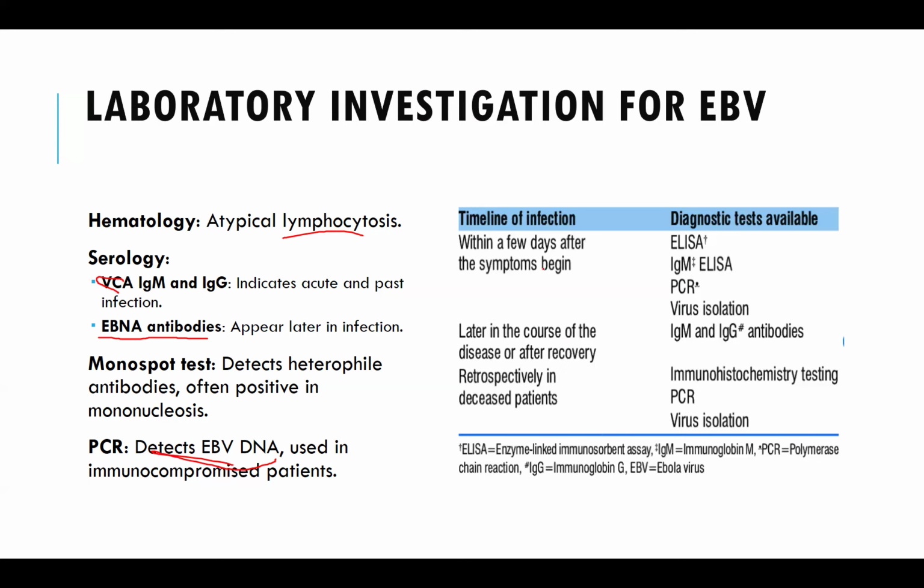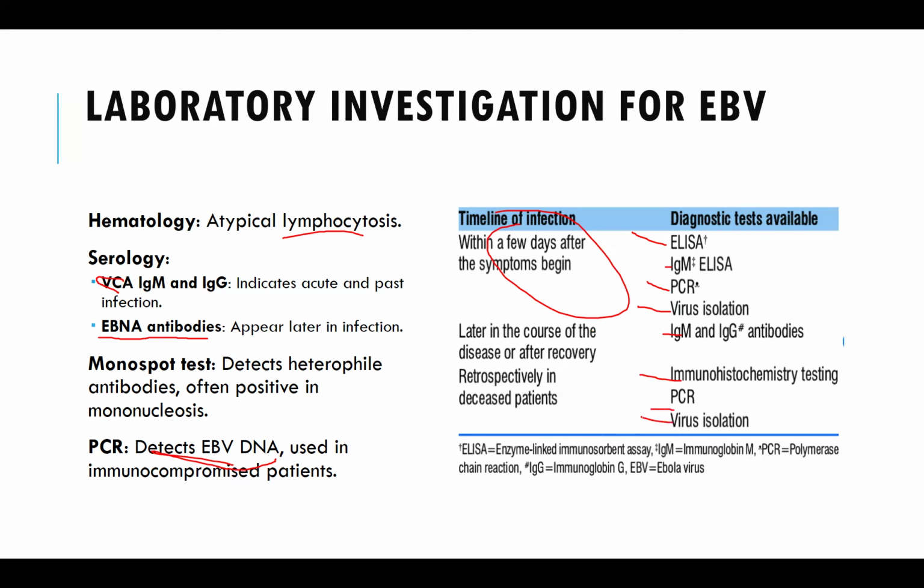This is how we usually interpret the results, or what you can use depending on the stage of the infection. Within a few days after the symptoms begin, you'll be able to use the ELISA, you can use the IgM, and then also PCR. You can also do culture. But later on in the course of disease, even after recovery, you can still do IgM, IgG antibodies, and then you can do immunohistostaining and then PCR.